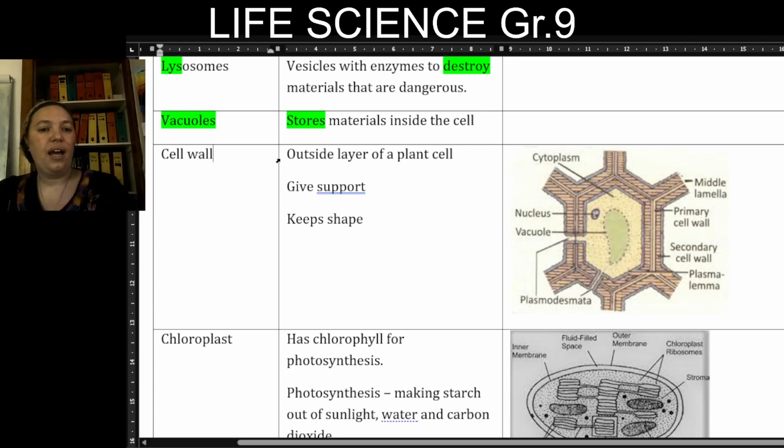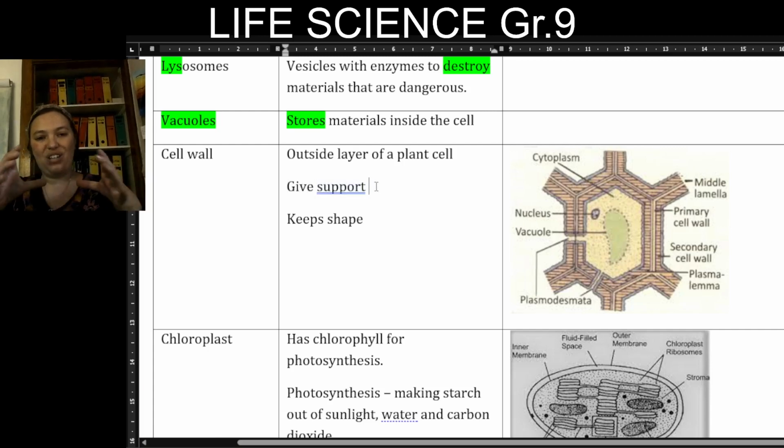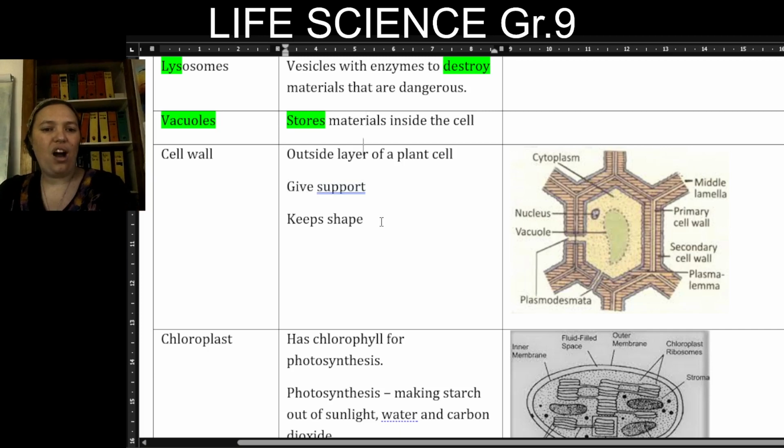So the outside layer of the plant, and what does it do? It supports it. So it basically gives it a structure and keeps the shape. But then obviously, why did I not say this?